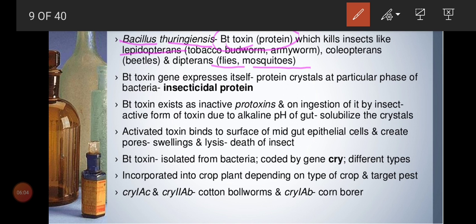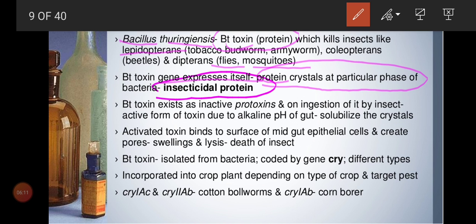Is that clear, children? So the Bt toxin gene expresses itself as protein crystals at a particular phase of the bacteria, which we can call an insecticidal protein. Bt toxin exists as an inactive protoxin. Normally the Bt toxin is produced by Bacillus thuringiensis, children. This Bt toxin will be in an inactive stage in the bacterium, and it will be in an inactive stage in the cotton plant also.